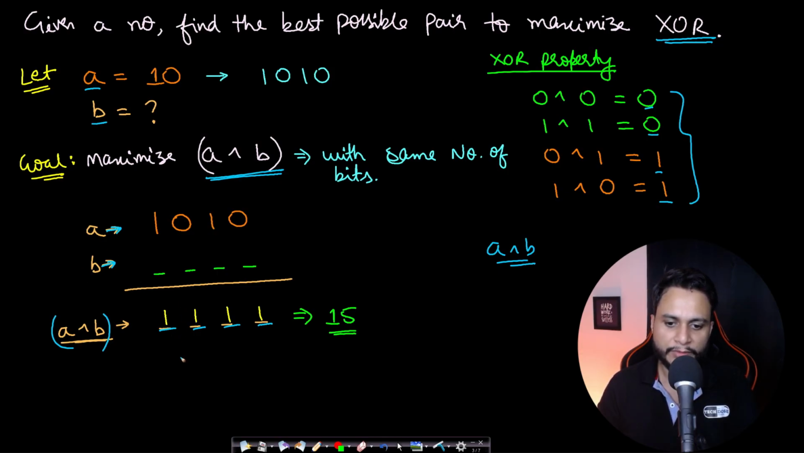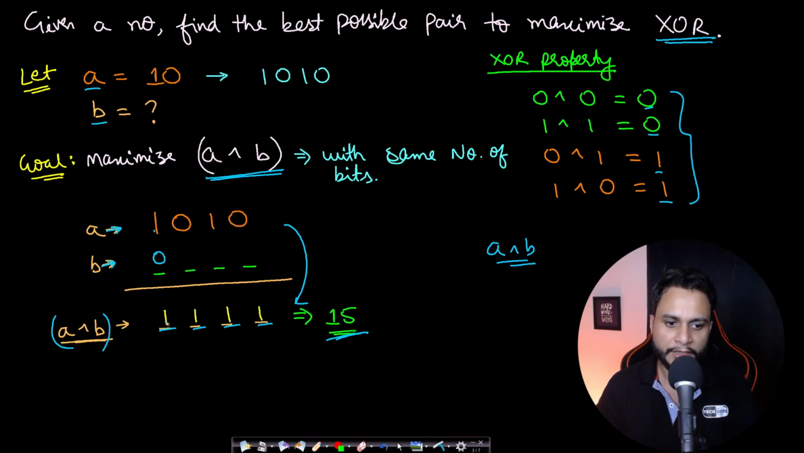In this case the answer will be 15. But then how to get to this answer? You can simply use the XOR property and fill out the values. If you fill here 1, will you get 1 here? I don't think so. You will not get it. So you need to fill here 0, so that 1 XOR 0 will be 1.